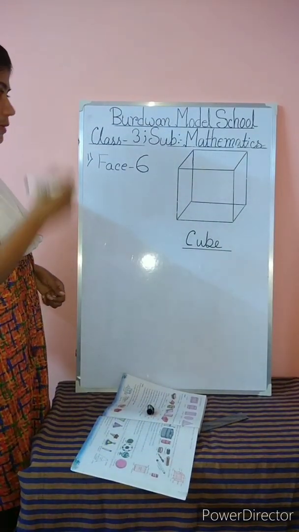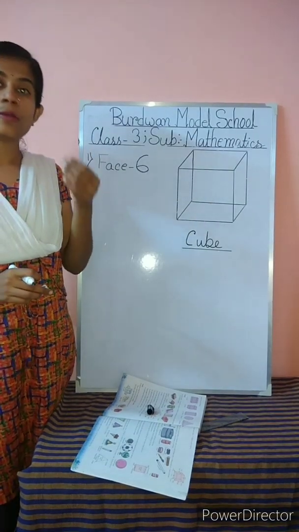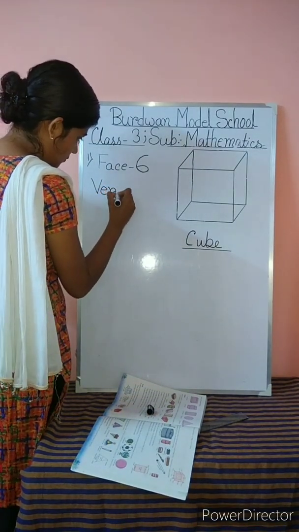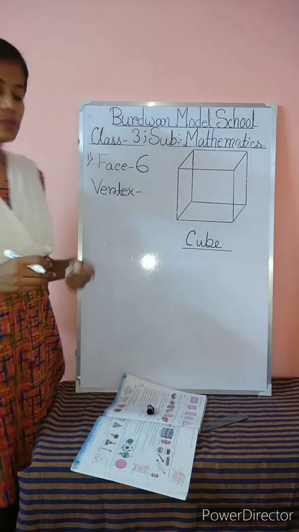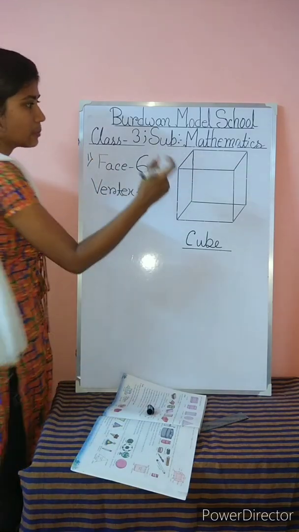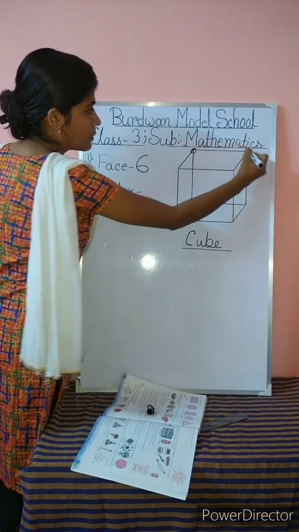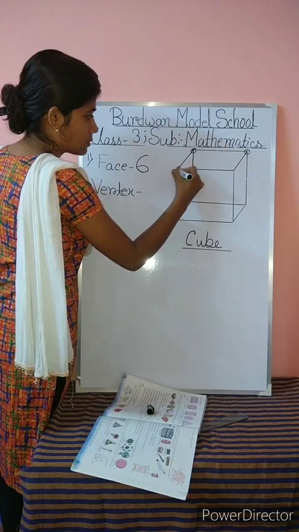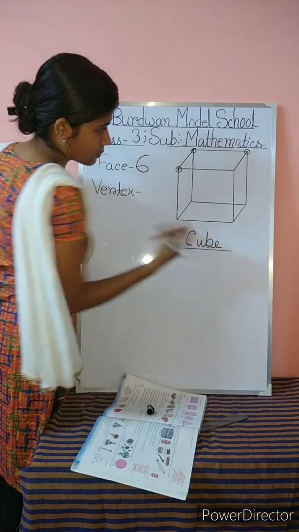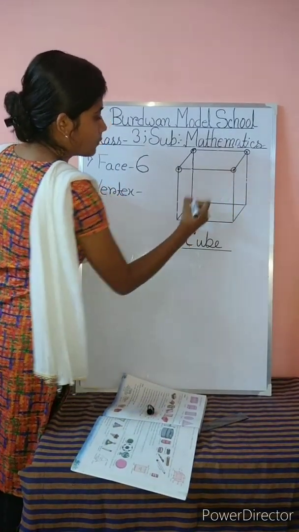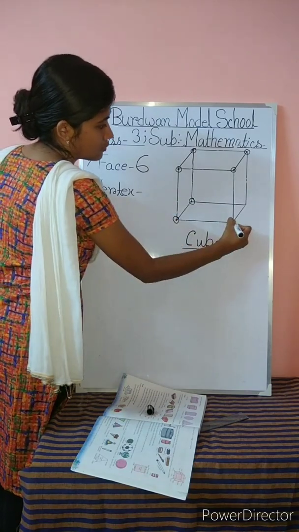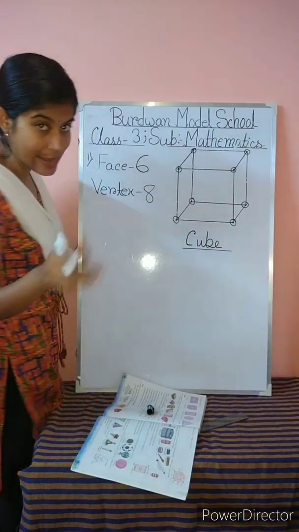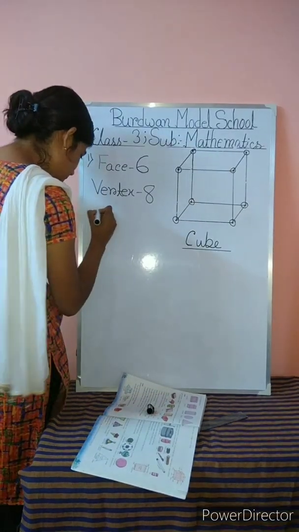Now student, after number of faces, we will count how many vertices they have. Vertex or corners. So see, here I am showing you. See the joints are 1, 2, 3, 4, 5, 6, 7, 8. So how many vertices are there? 8.